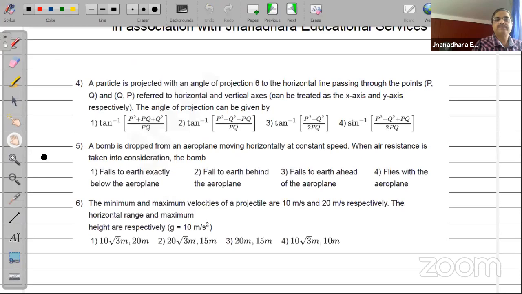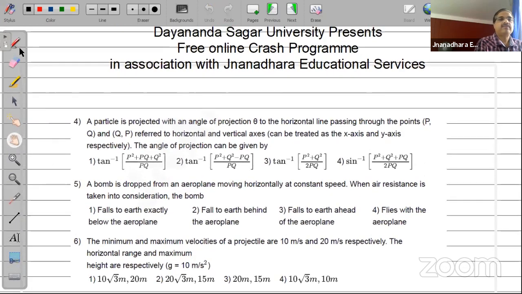Question number 4. A particle is projected at an angle theta to the horizontal, passing through points (p, q) and (q, p), referred to the horizontal and vertical axes, which can be treated as the x-axis and the y-axis respectively. The angle of projection can be given by?